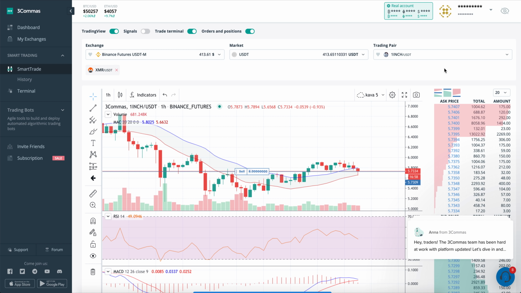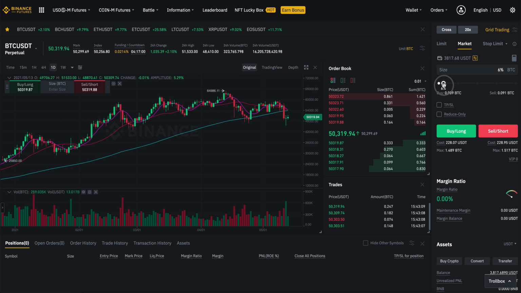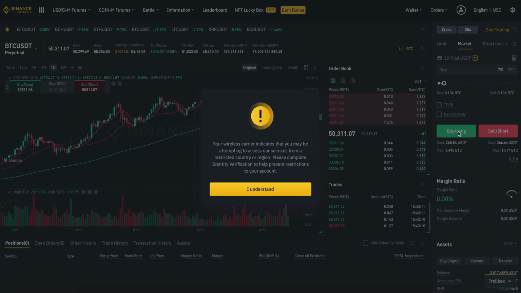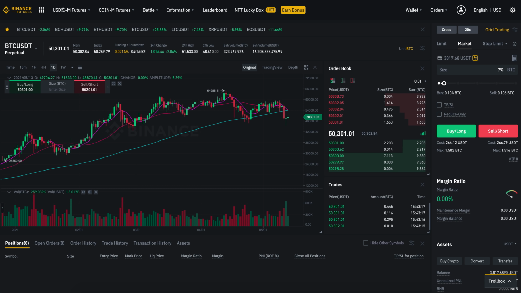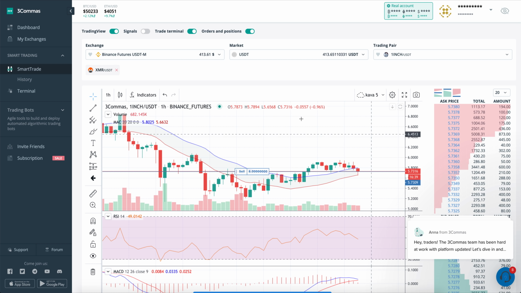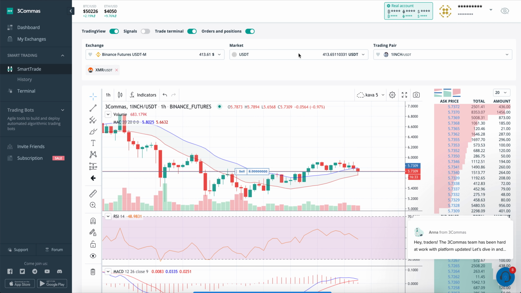So just throwing it out there that sometimes, if you find yourself in a situation like this where you can't actually enter a trade because something like this happens, okay? You understand that, but you also understand that if you're trading through 3 commas, it's not going to give you that issue, okay? Let's just say that.